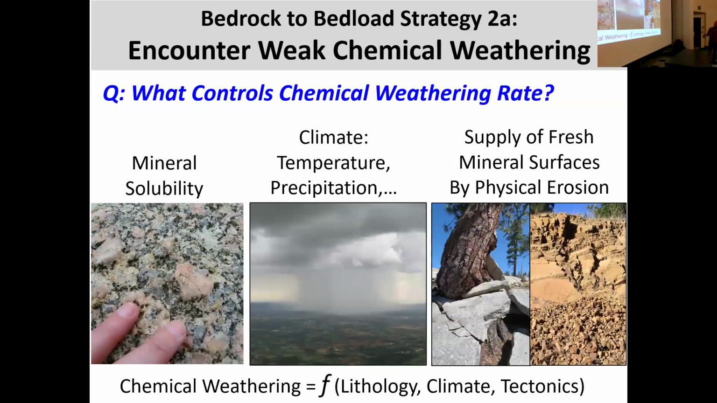What about strategy two? You want to encounter a weak chemical weathering environment. Well, what controls chemical weathering? It has something to do with the minerals and how soluble they are from rock to rock. Obviously, it has a lot to do with climate, temperature and precipitation. But there's also the process by which rocks are broken up to create fresh mineral surfaces for chemical reactions to happen on. So there's a role for tectonics and physical erosion in driving chemical weathering rates. And so here we have lithology, climate, and tectonics all contributing to chemical weathering and its role in changing particle size.